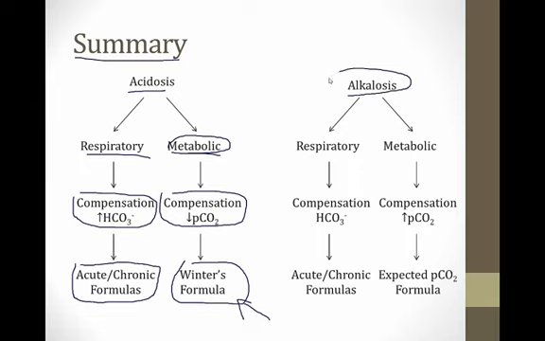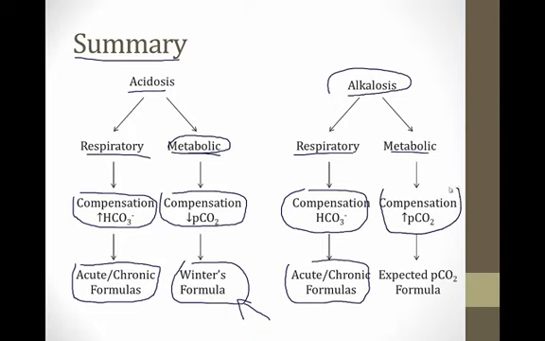If you have an alkalosis, it can be either respiratory or metabolic. If it's respiratory, the compensation is to alter the level of bicarbonate in the blood, and there are acute and chronic formulas for this. If it's a metabolic alkalosis, the compensation is to raise the PCO2, and there's that rule of thumb for the expected PCO2 that you can determine.